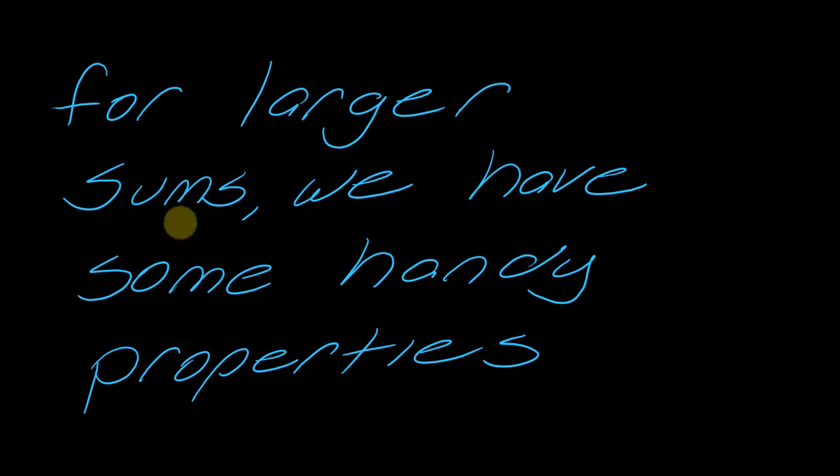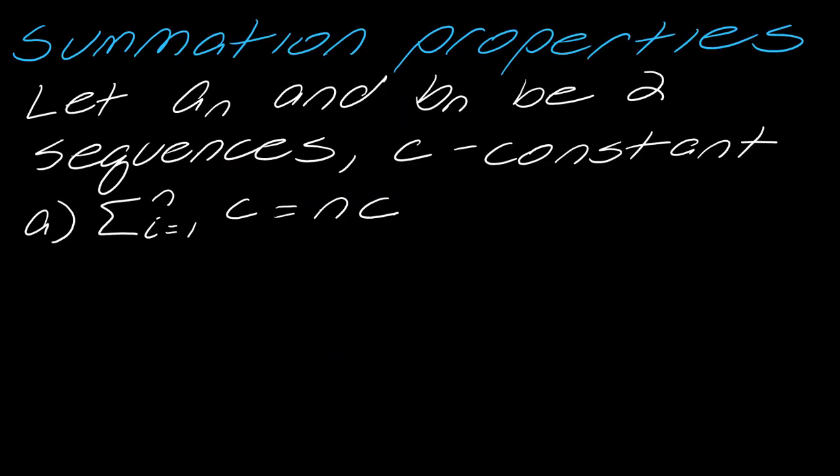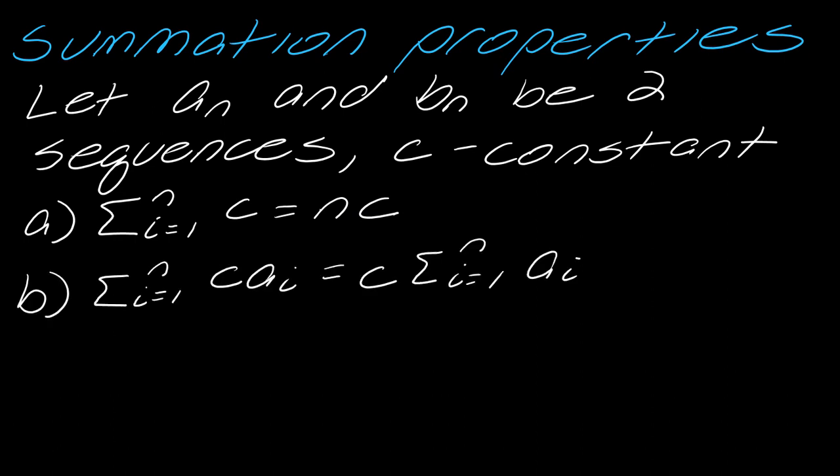And to do that, for these larger sums, we have handy properties. So I'll just show them to you. So we have the summation properties. We're going to let a sub n and b sub n be 2 sequences, and c is going to be a constant. So let's say that I'm trying to sum up some constant series. So this is just a number. Pretend like this is 7 or something. If I wanted to sum up the terms from i equals 1 to n, I just take n times that constant, and that will give me the sum of that series.